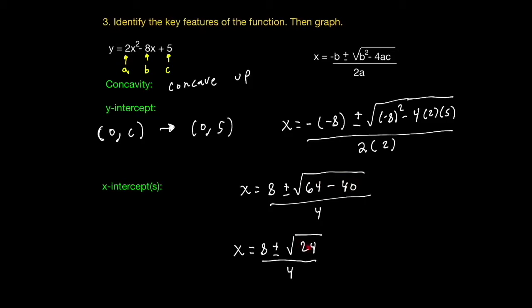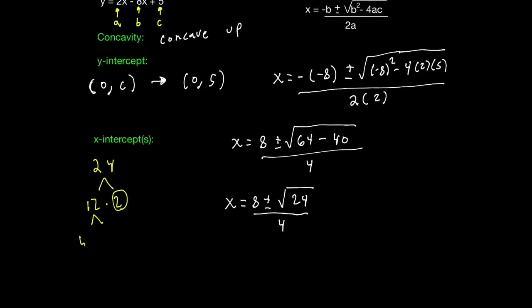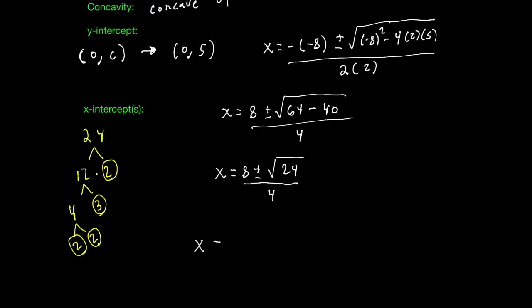The 24, I'm going to get its prime factorization so that I can reduce or simplify the radical. So here we get 12 times 2. And then the 12, I can rewrite as 4 times 3. And then here I have 2 times 2. Now that I have the prime factorization, I can write this as x equals 8 plus or minus. Here I have a pair of 2's, so I get 2 radical 3 times 2, 6, all over 4.